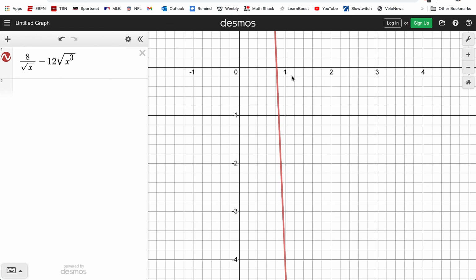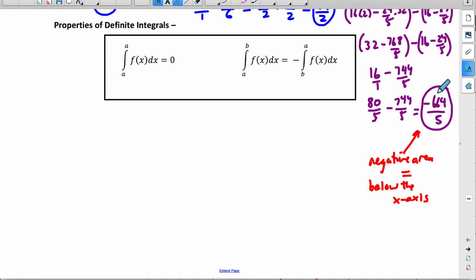So here's actually the graph. It's a strange graph. We were looking from 1 to 4 in that question, and you can see it's all underneath the x-axis. So we'd be looking at all this area in here. I can't even show you how low it goes. But we'd be getting all this area in here, and because it's below the x-axis, that's why we got that negative area.